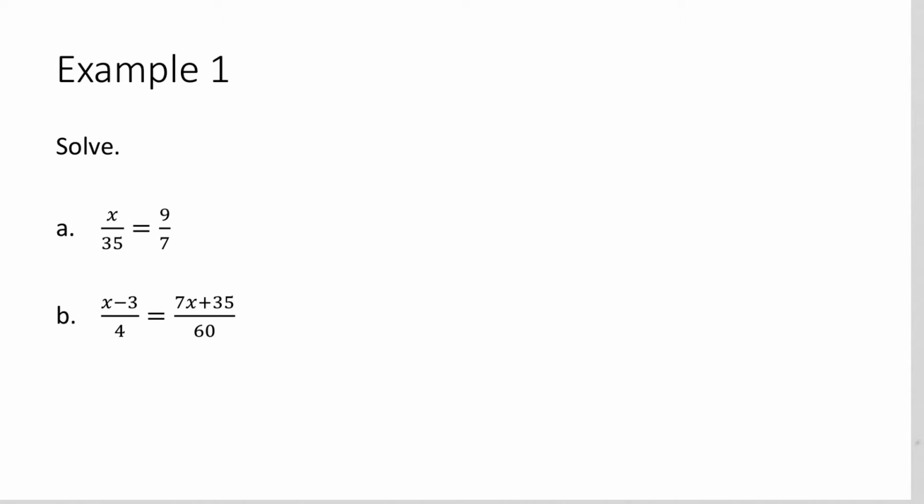So let's take a look at example 1. In A, I have x over 35 is equal to 9 over 7. So I'm going to take the 7, multiply it by x, and the 35, and multiply it by 9. So that means that I have 7x equals 9 times 35. And I could multiply 9 and 35, but let's take a look. Do we actually need to know what 9 times 35 is?